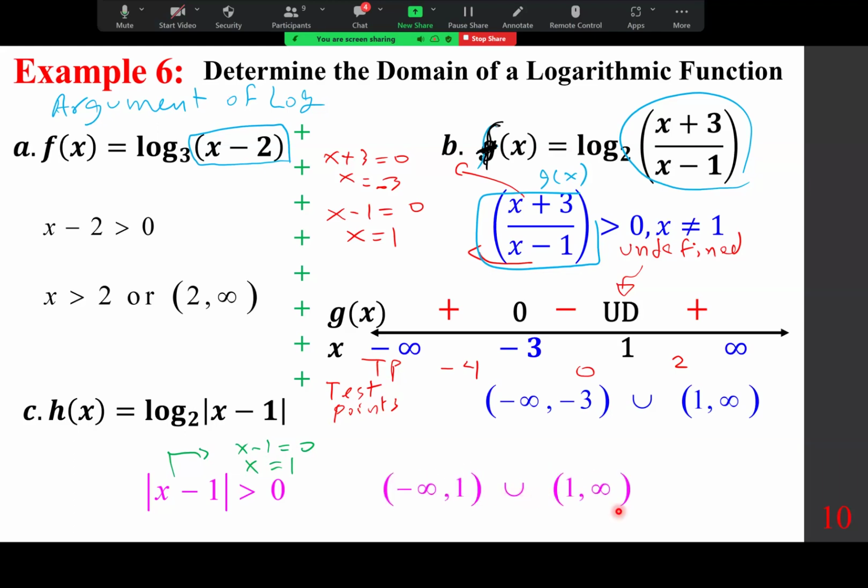Again, an absolute value is always non-negative. That means it's either positive or 0. We want this to be positive. So whatever makes this expression 0 will be excluded. x equals 1 makes it 0, and x equals 1 will be excluded. We are going to write minus infinity to 1 union 1 to infinity.